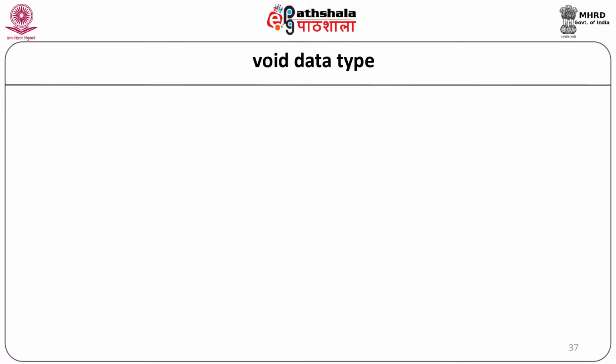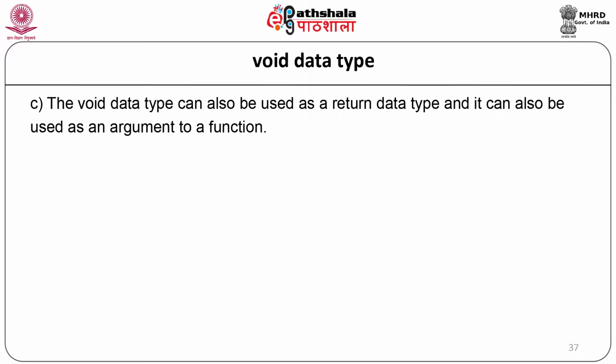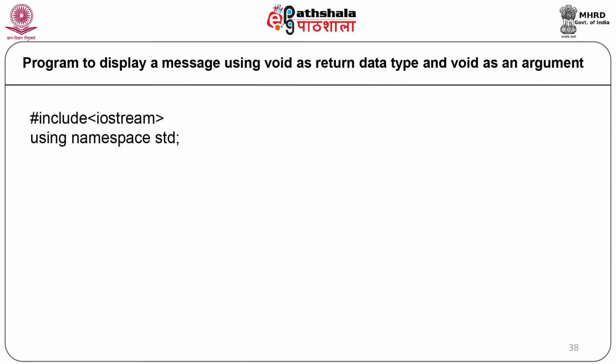The third usage of void data type is that it can be used both as a return data type and as an argument to a function. Now we will see the program to display a message using void as return data type and void as an argument list. #include <iostream>, using namespace std, void the function fun and the argument list is void. Here you can see the return data type is void and the argument list is void.